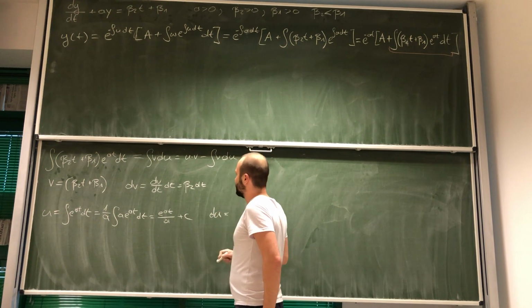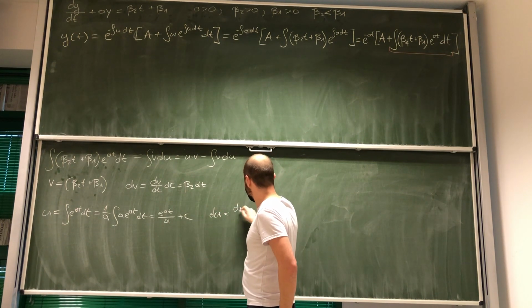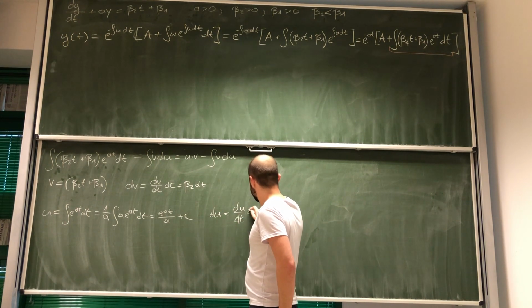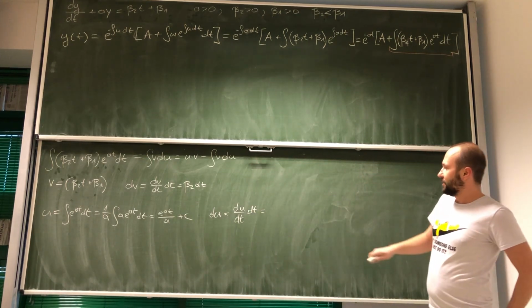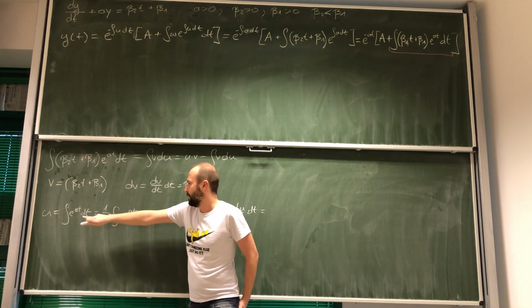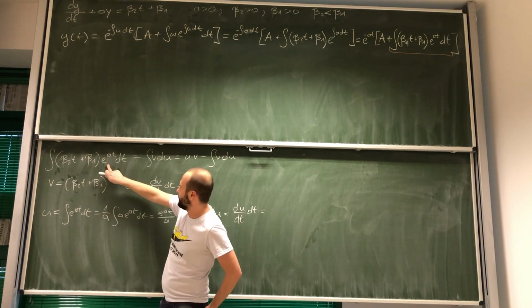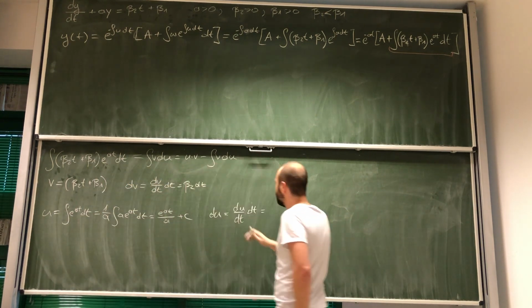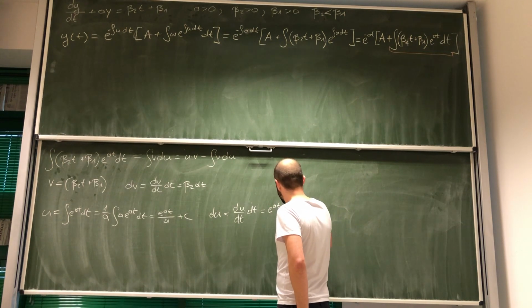Now du is equal to the derivative of u with respect to time times the differential of time, dt. Because to get u we integrated this expression, this expression must also be the derivative du/dt, times dt.